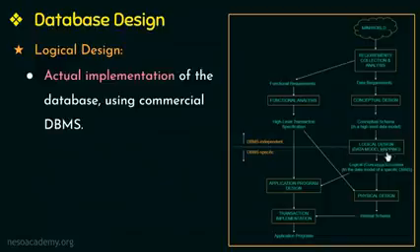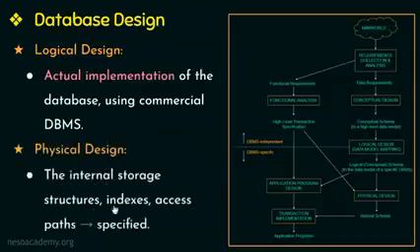The result of this step is a database schema in the implementation data model of the DBMS. So here we had a conceptual schema in the high-level data model, which is transformed to a database schema in the implementation data model. The last step is the physical design. In this step, the internal storage structures, indexes, and access paths of the files are specified. Along with these activities, application programs are designed and implemented as transactions corresponding to these transaction specifications. So this is a very simple overview of the database design process.